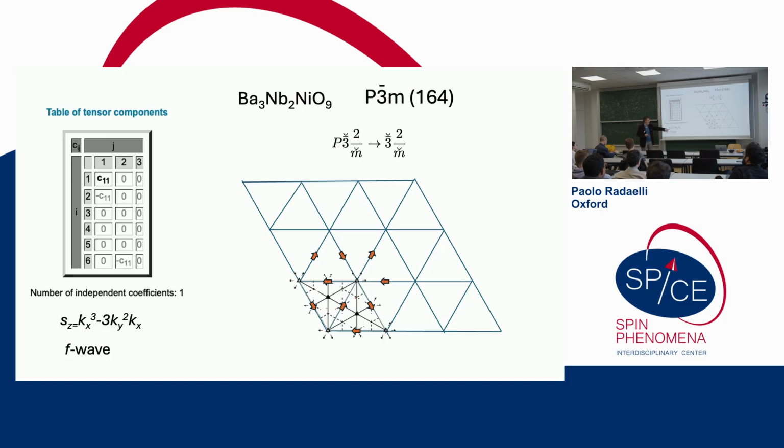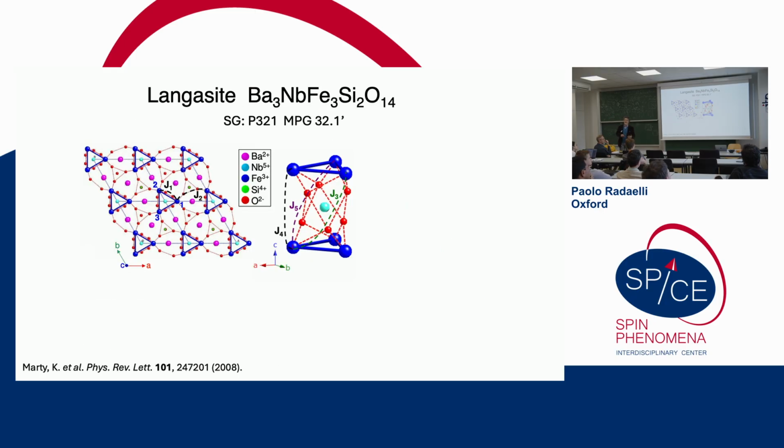So that's the form. There's no linear term, there's only the cubic term. And I get an F wave, which is exactly what they found. So this was already in the literature. I just want to show an example that wasn't.